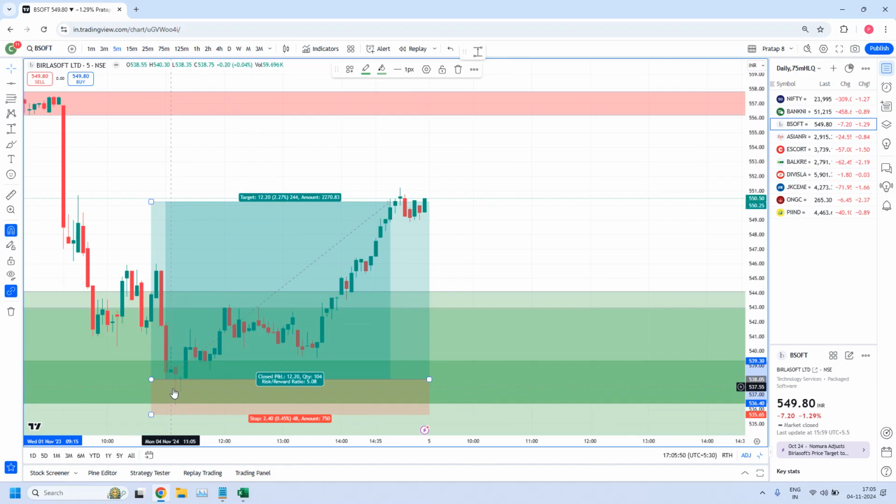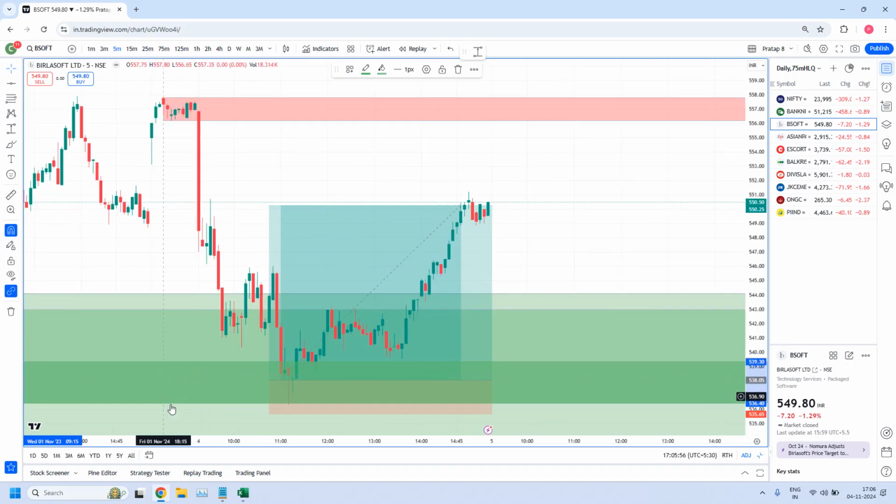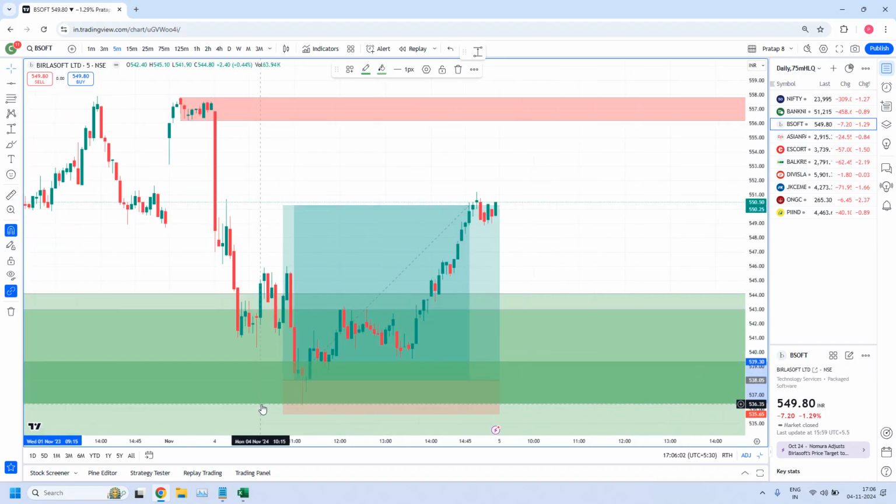But price entered this zone at 11:10, and the zone was also slightly pierced. Notice here. That's why I told you yesterday, type 3 also got tested. It is quite risky to take a trade in this zone. It is quite risky, but still, experienced people can take the trade.